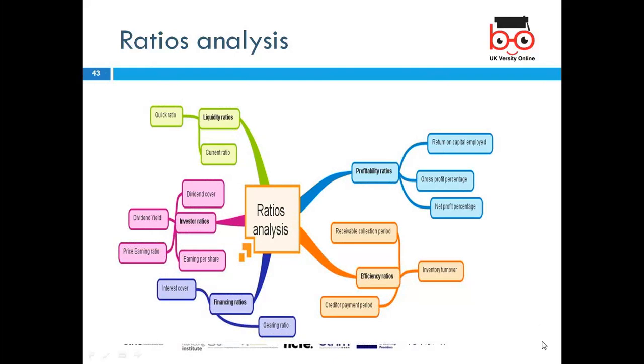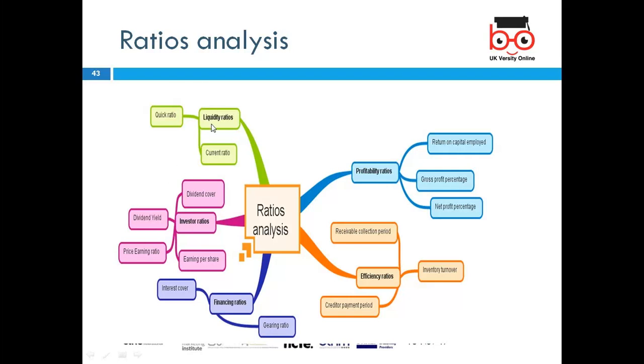In a business, we have four major types of ratios. One is called profitability ratios, where we look at the return on our investment. Efficiency ratios: how efficient we are in receiving money and investing money. Financial ratios: where we borrow money and how much interest we pay. Investor ratios: we look at the dividend per share and the earnings per share.